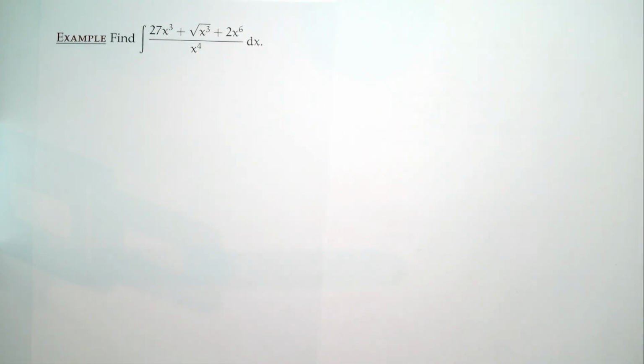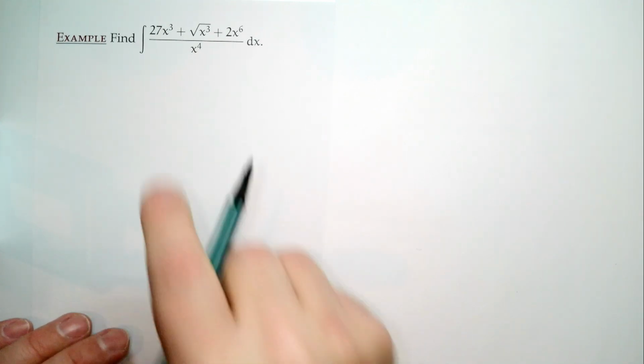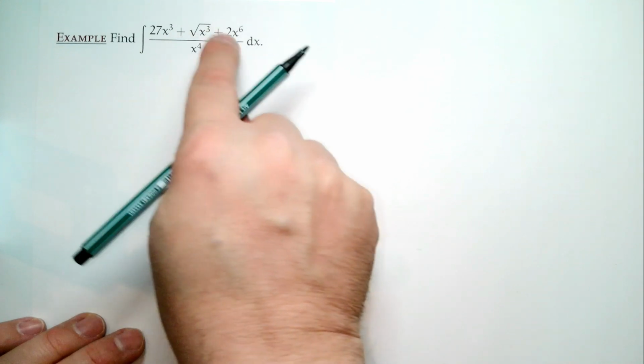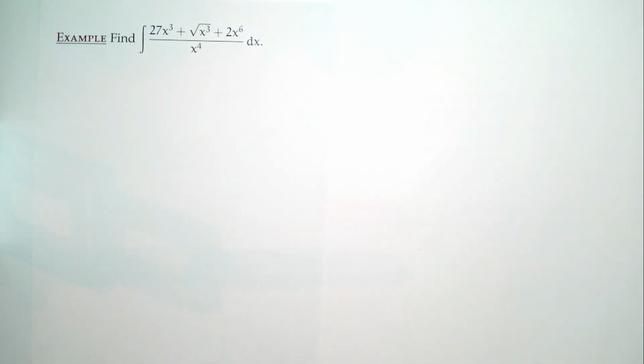Okay. Find the integral of 27x cubed plus the square root of x cubed plus 2x to the 6, all over x to the 4th, dx. That looks a little different. What can we do? Okay, so notice we have addition up in our numerator. Whenever you have addition in your numerator, that says I can separate the terms out. So I can rewrite this as really 3 things being added together.